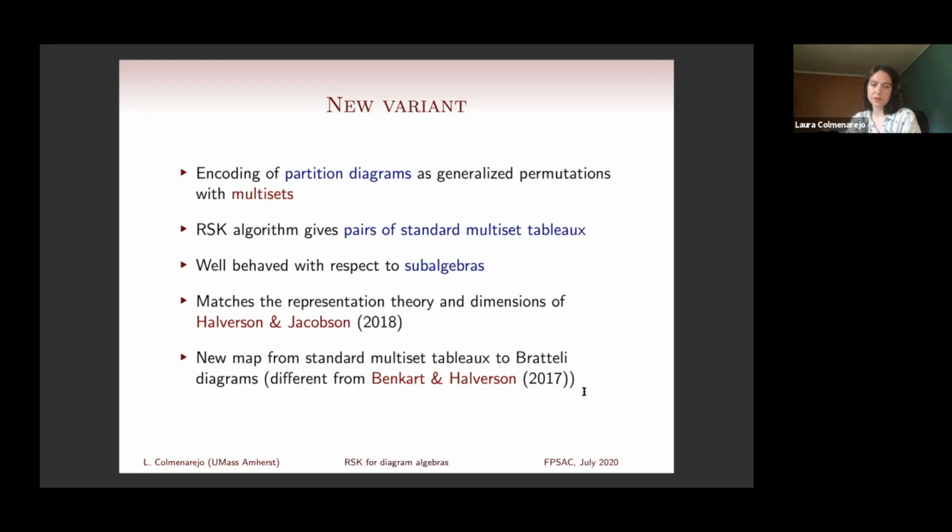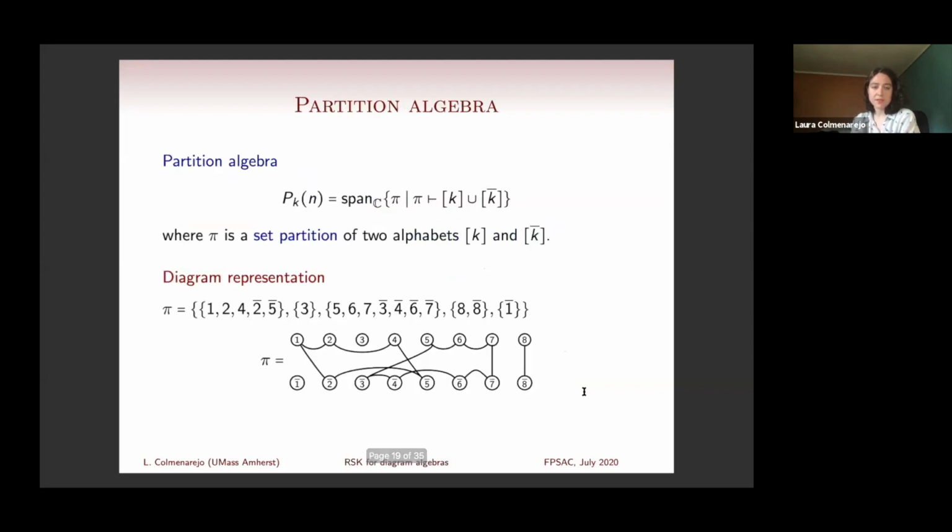So let me introduce what the partition algebra and the diagrams are. The partition algebra, as a vector space, is defined as the span over the complex numbers of the set partitions of two alphabets. The way that I'm going to differentiate my two alphabets is with regular numbers and numbers with bars. It's called a diagram algebra because the elements in this vector space can be represented with diagrams. In this case, I have as an example a partition algebra for k equal 8. So I have all the numbers from 1 up to k, 1 up to 8 here, and also the numbers 1 up to 8 with the bars.